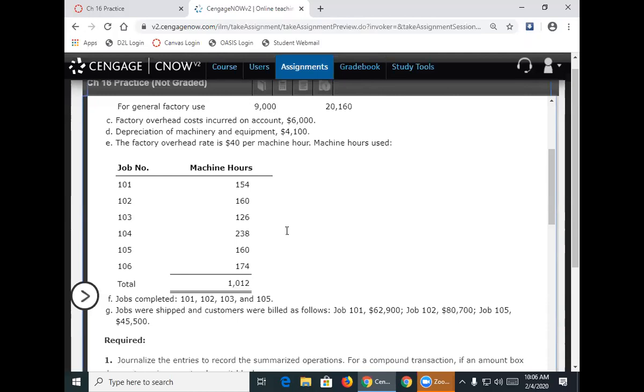But now, if we have jobs that have been completed and moved out, they need to move into finished goods, right? They told us on part F, jobs completed were 101, 102, 103, and 105. So what that means is those 4 jobs are going to go out of work in process into finished goods. So those 4 costs are going to go out of work in process into finished goods.